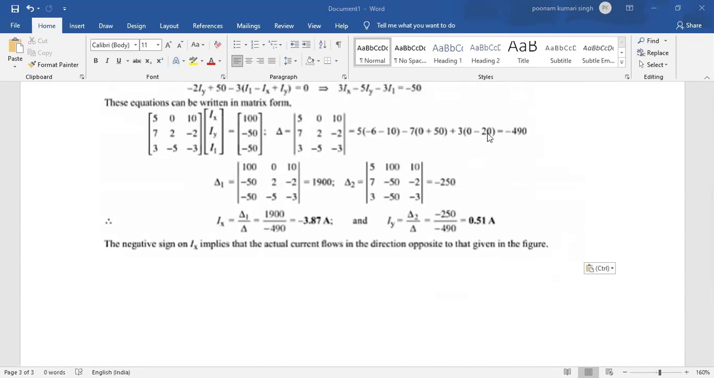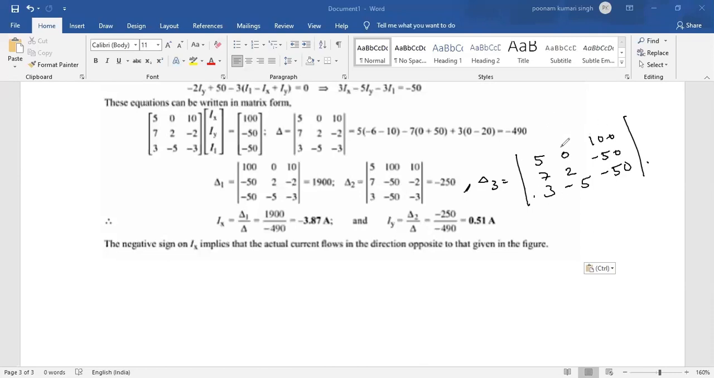Okay, no problem. So this is minus 498 coming. Similarly, they have calculated del 1 by replacing the first row with the constants 100, 50, minus 50, minus 50. Del 2 by replacing the second row with the constant values, and similarly you can do for the third one also. So del 3 is nothing but my determinant 5, 7, 3, 0, 2, minus 5 and finally 100, minus 50, minus 50. Can you tell me this value?